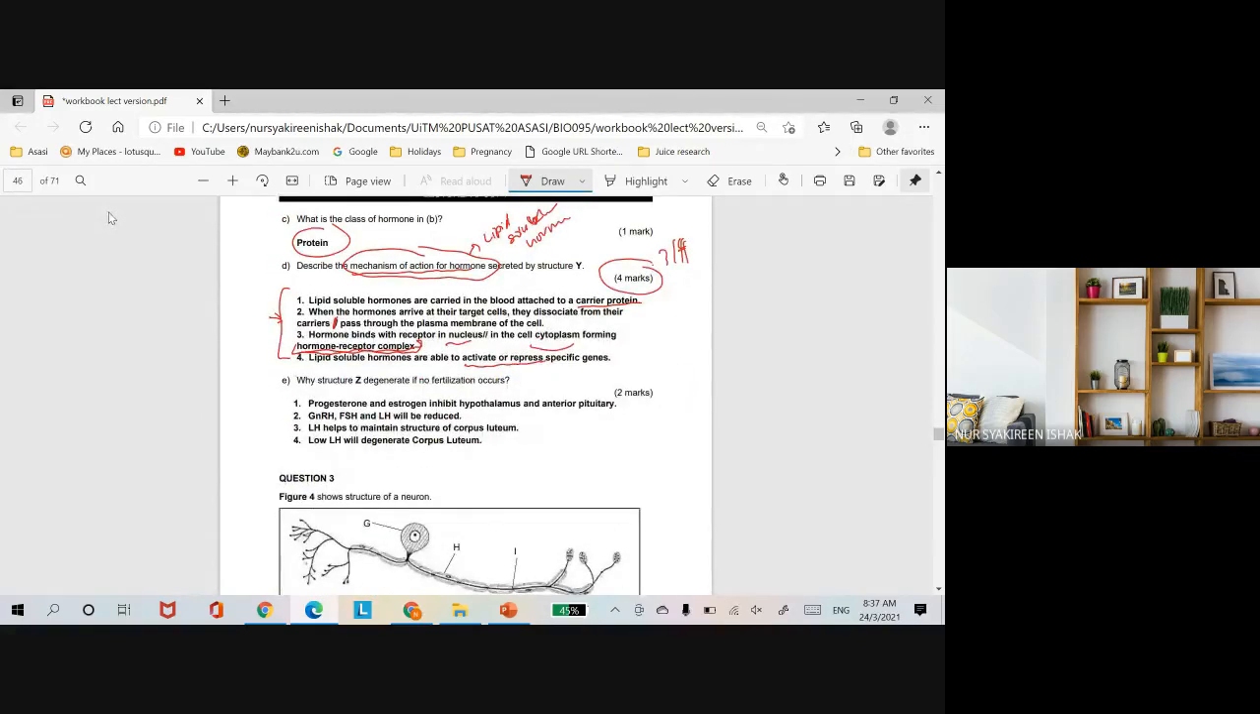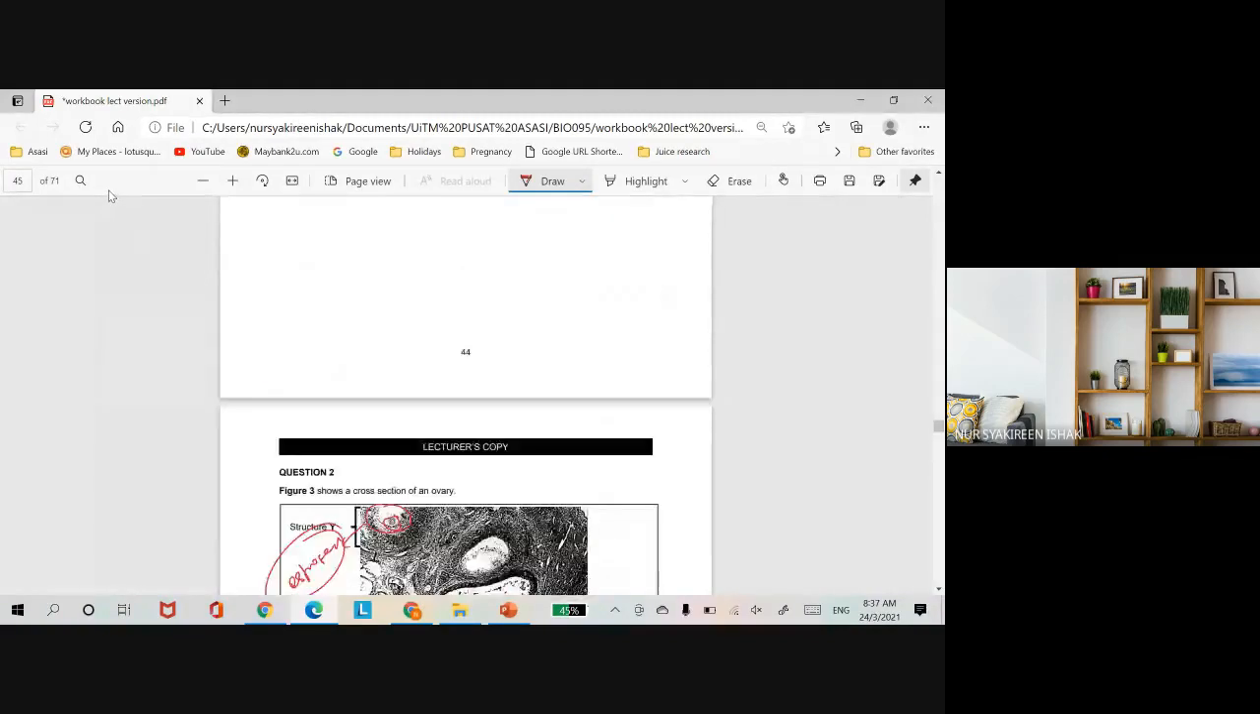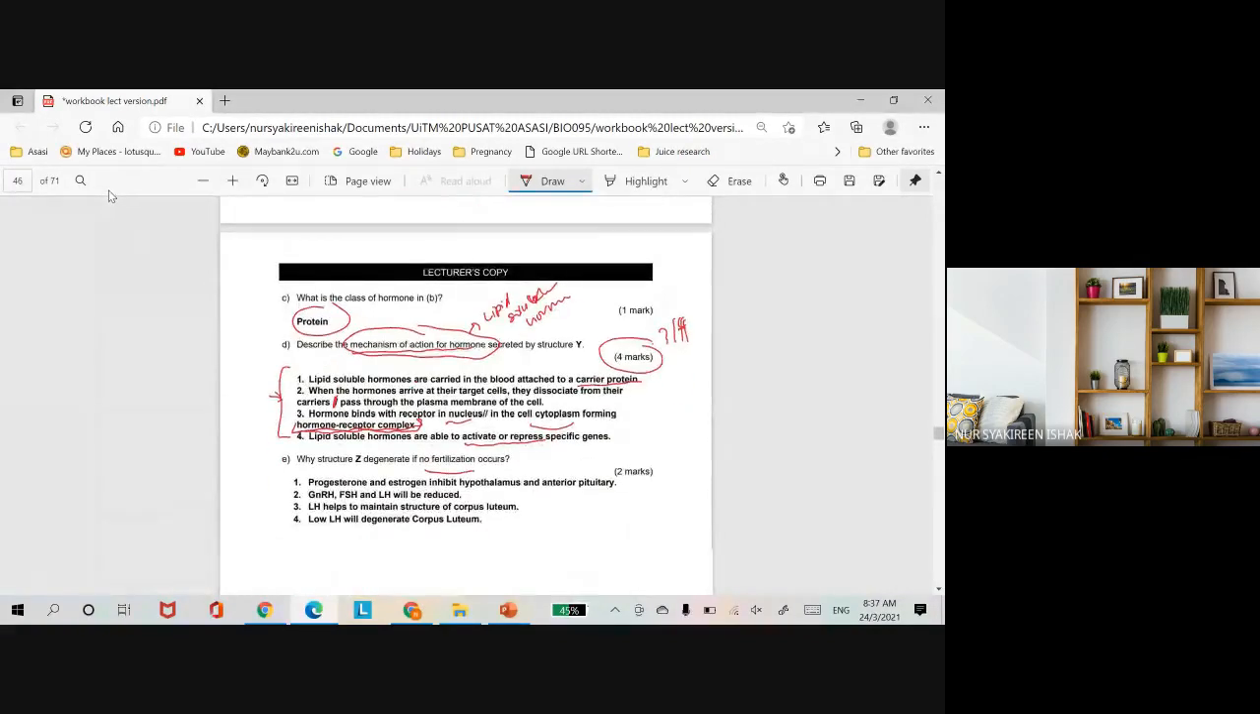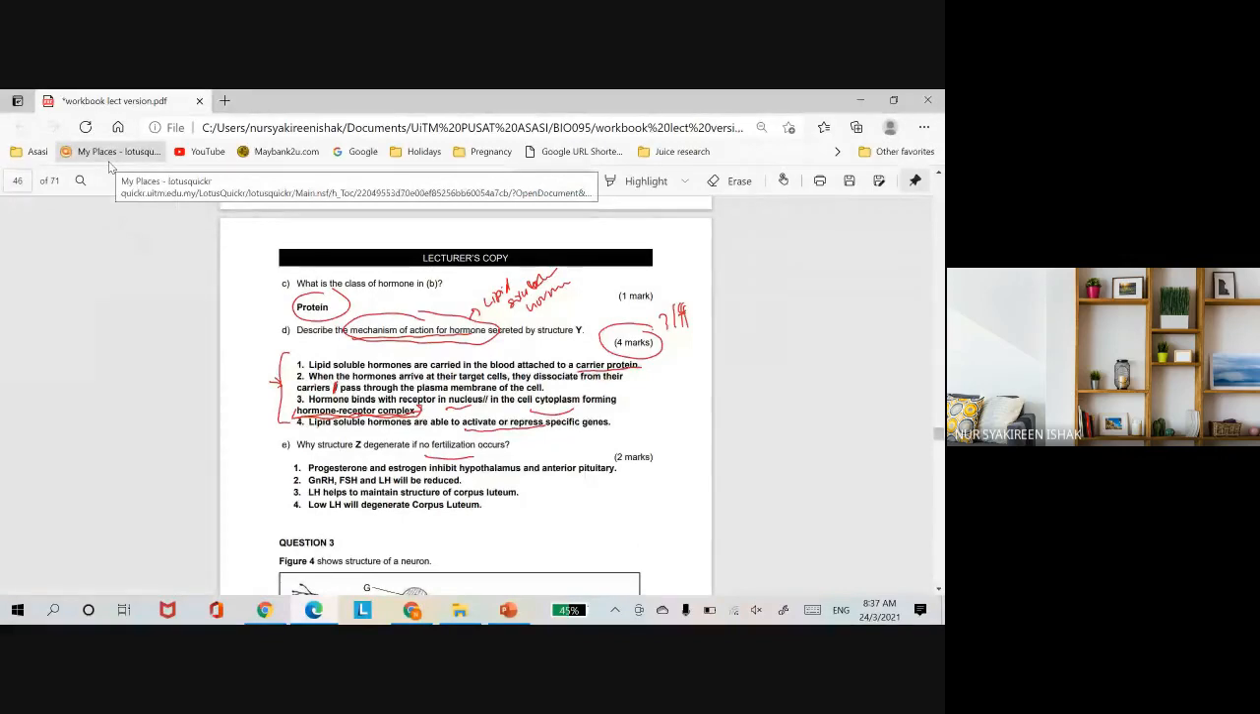Okay, so next question E. Why does structure Z degenerate if no fertilization occurs? So Z is corpus luteum tadi kan? So if there's no fertilization, there's no implantation of the zygote, and there's no pregnancy. Corpus luteum ni kalau ada ke tak ada pregnancy pun dia akan degenerate juga. Tapi kalau obviously tak ada pregnancy pun dia akan degenerate.